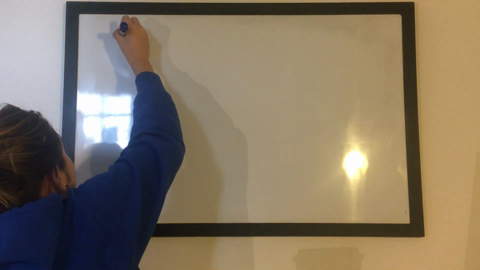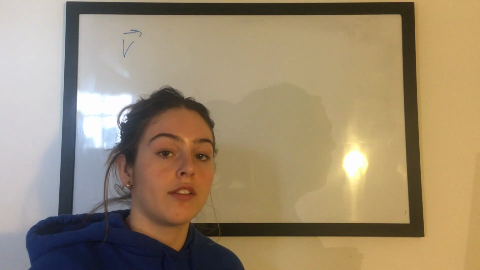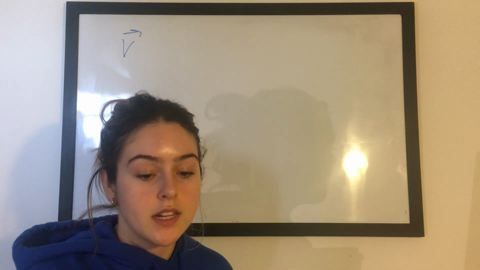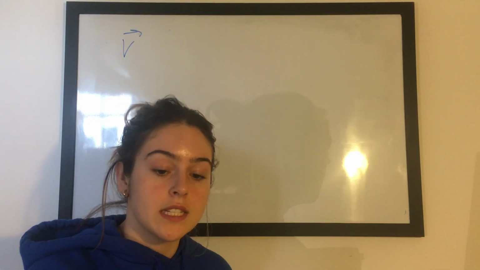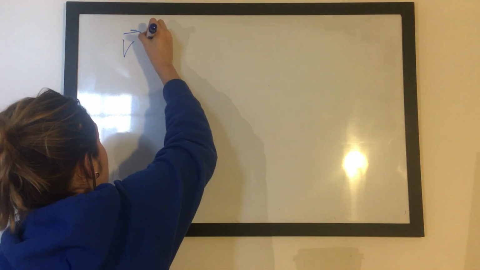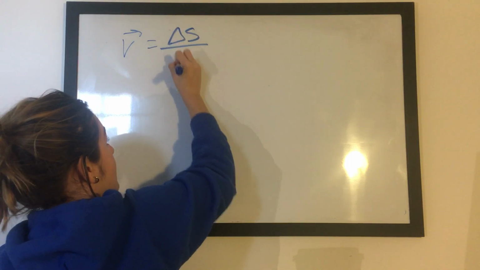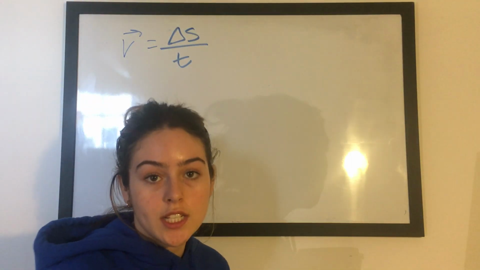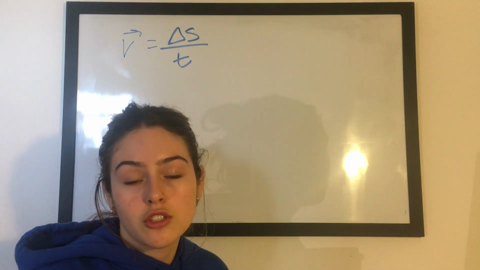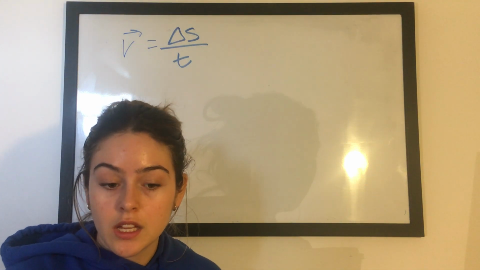So, speed is given by the symbol s and is defined as distance traveled divided by time, and it tells you the rate at which an object's distance traveled changes. So, the formula is change in s divided by t. Change in s is essentially just the change in distance, and distance describes how far the object has traveled.